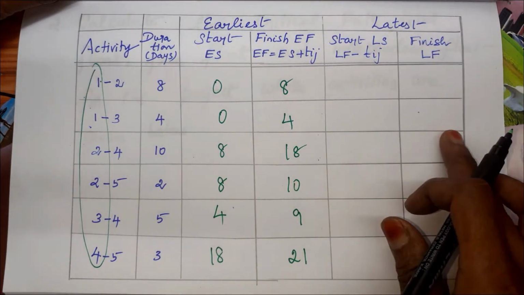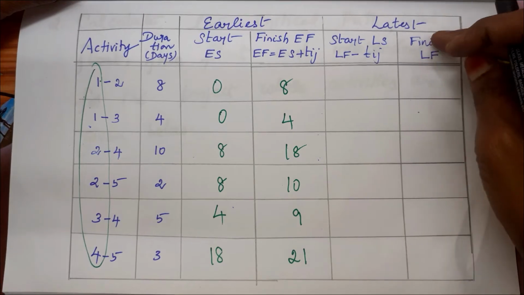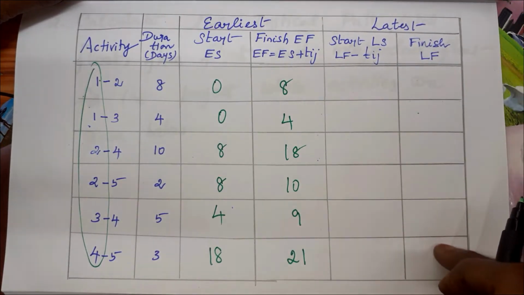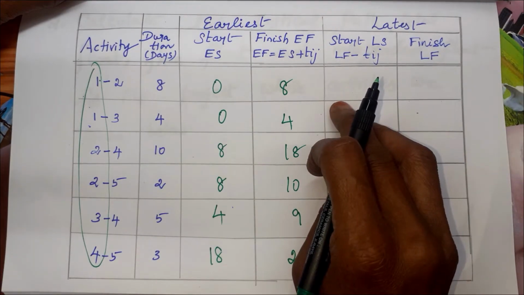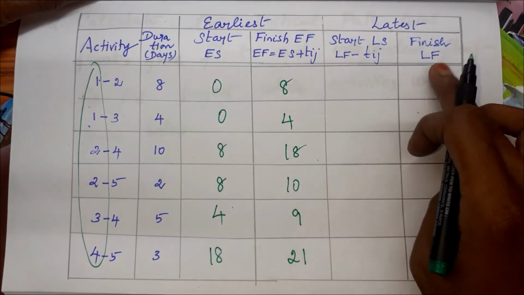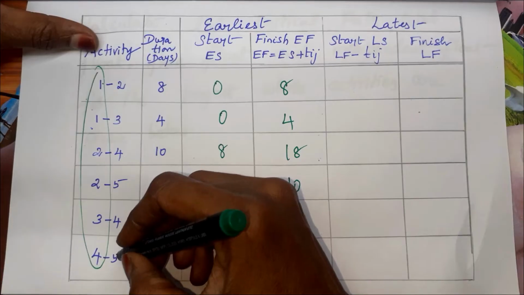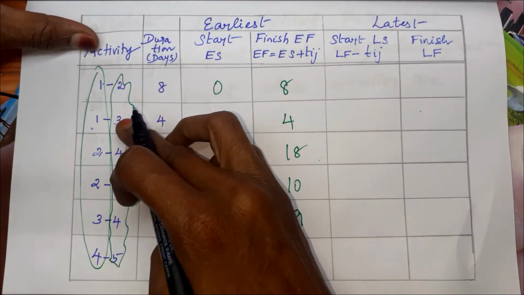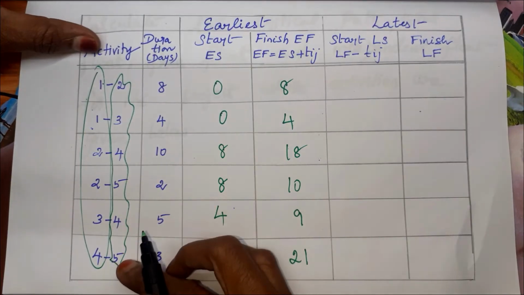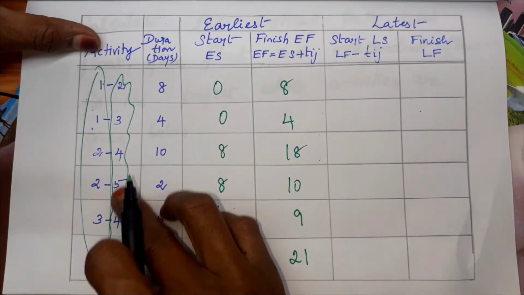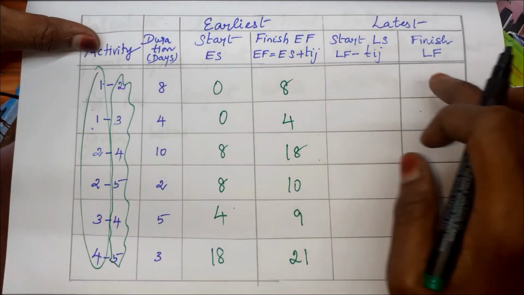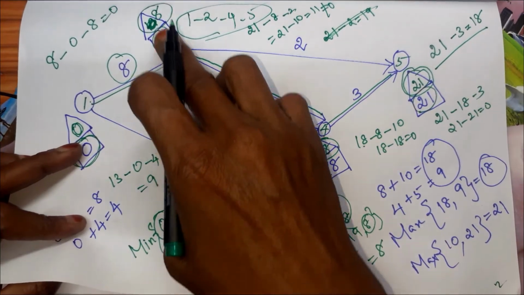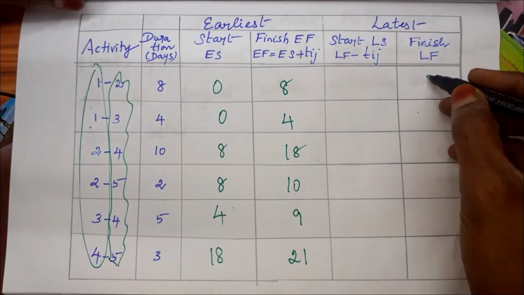Okay, come to the latest. For that first we have to fill the finish. This is reverse. First we have to fill the finish, then we have to subtract the duration and write here. For this we have to see these values: 2, 3, 4, 5, 4, 5. Those numbers, what they have in the triangle, will come here. For example, 2. 2 in the triangle has 8.